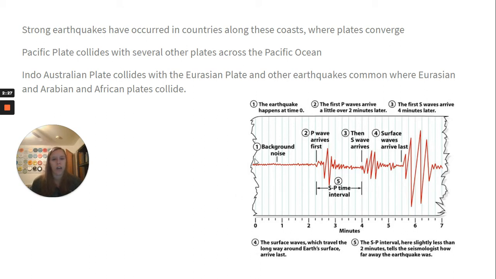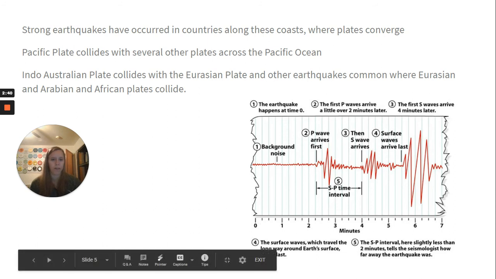So here's an example of a seismogram. The earthquake happens at time 0, so you have the background noise, then the P waves, remember we talked about that last week, then the time between the S and the P waves. Then here's the S wave, and then the surface waves, okay? And then you have the time down here on the bottom.